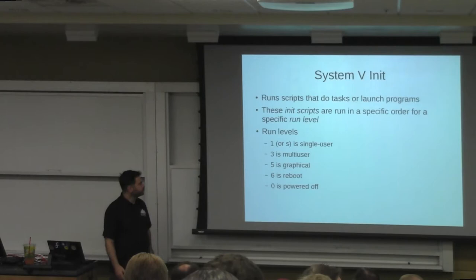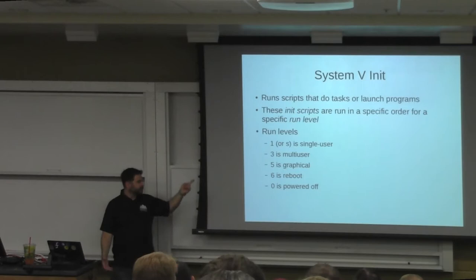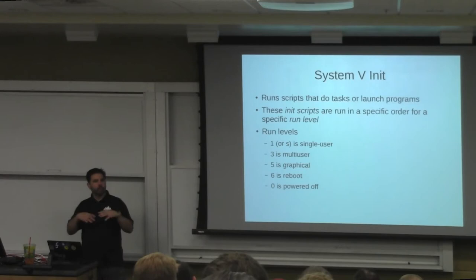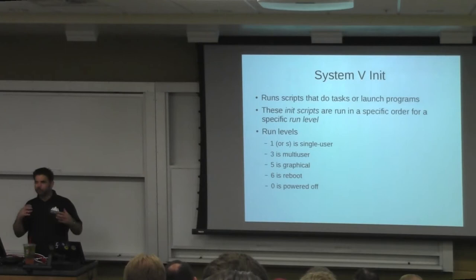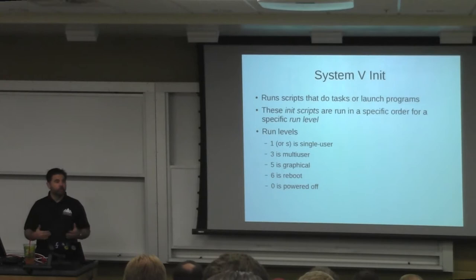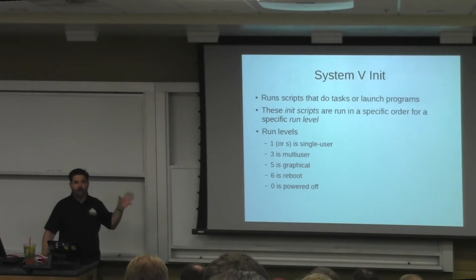6 and 0 are special run levels. 6 is reboot, and 0 is powered off. When I'm teaching more basic system administration stuff, people often wonder, why would you want a script that runs in run level 0 or run level 6? Well, there are things that you want to do when you reboot or when you shut down. It's not that I want this to run while the computer's powered off. It's the process of powering off that you want something to happen.